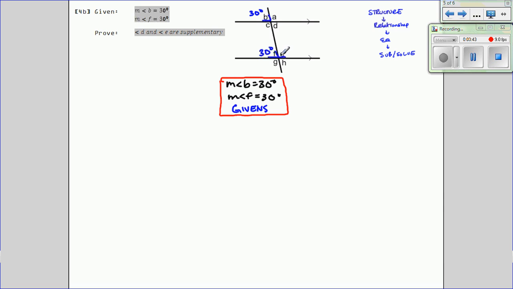One, we have to show E is 150. Here we're going to have to show D is 30. So let's start down here with F and E. Again, structure first, then relationship. That gives us an equation that we can substitute and solve into.